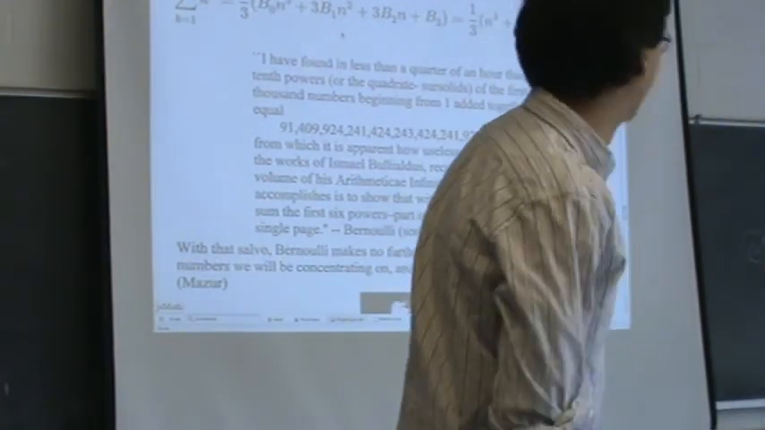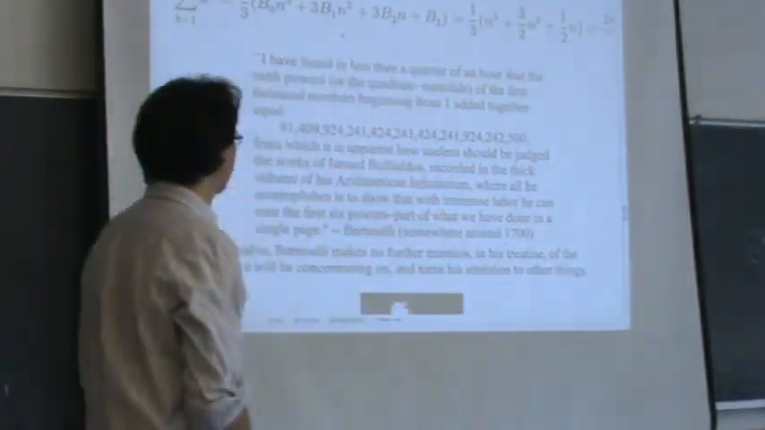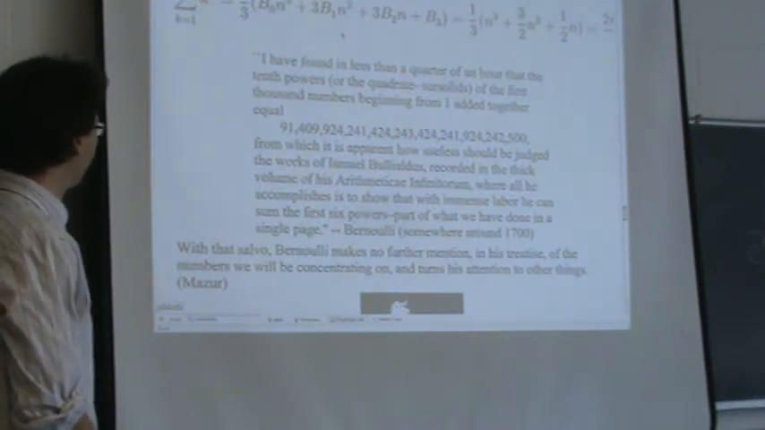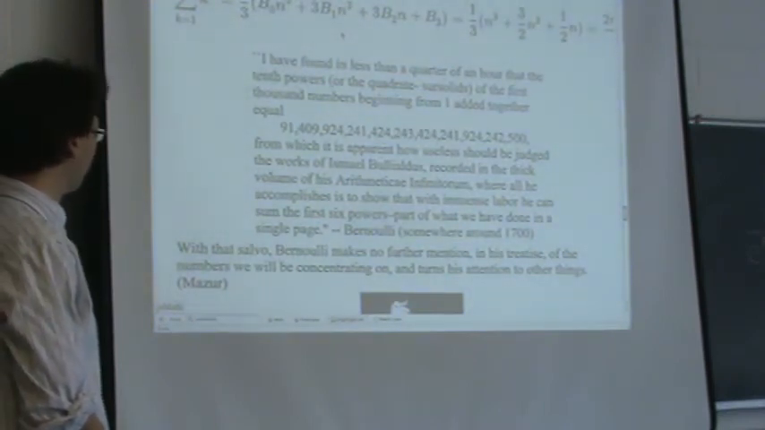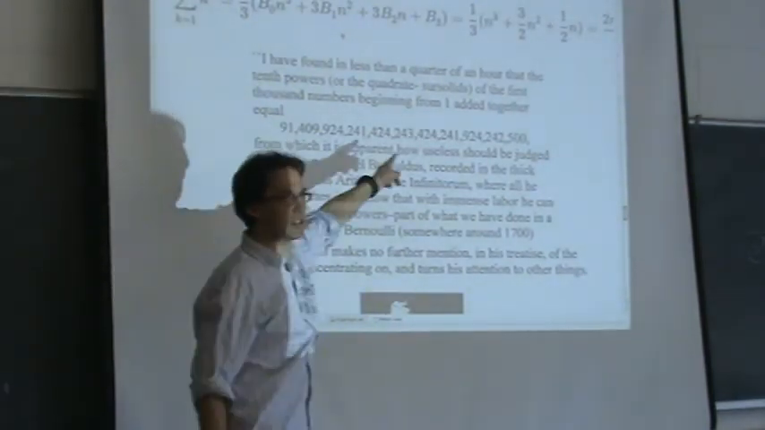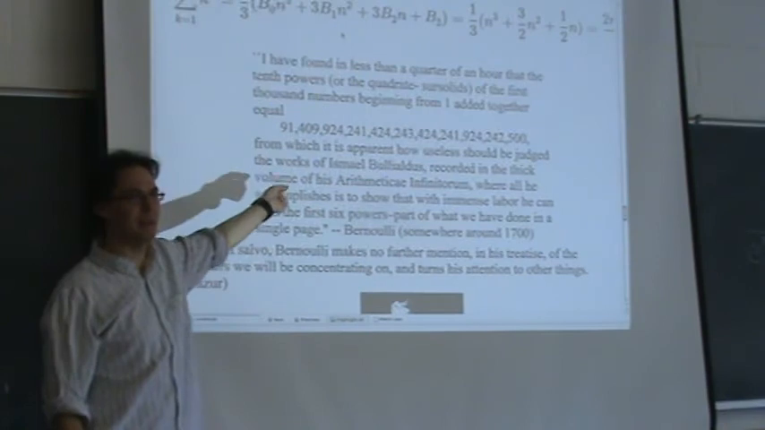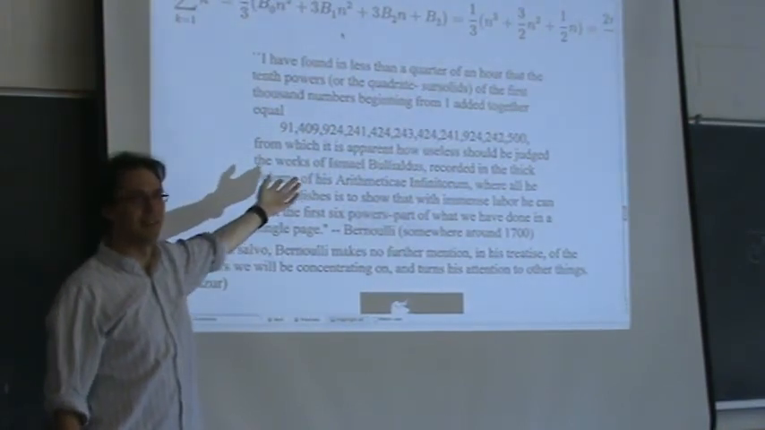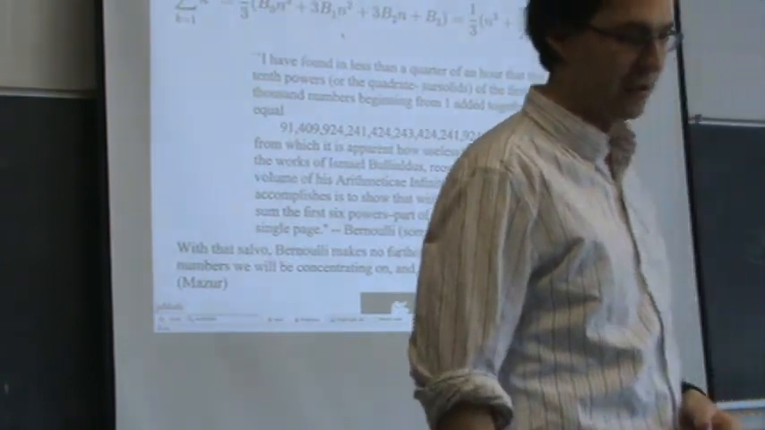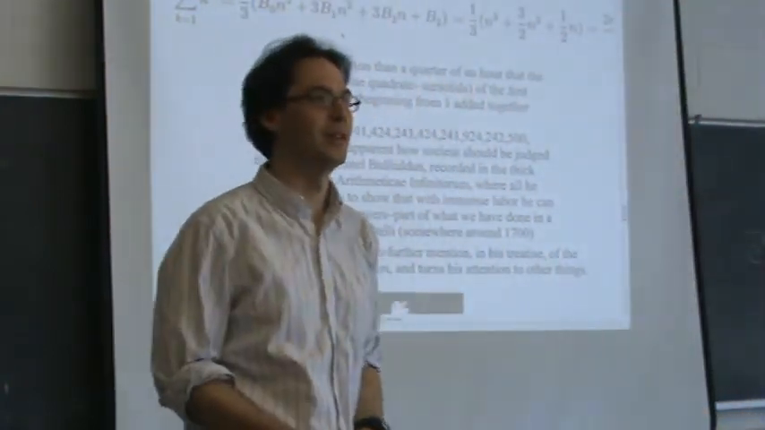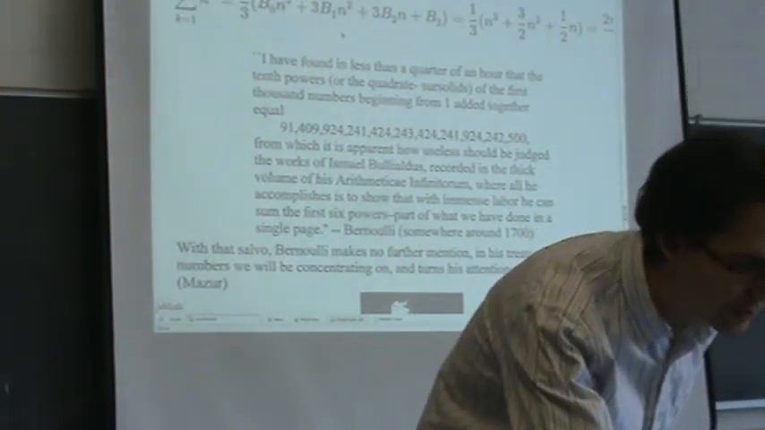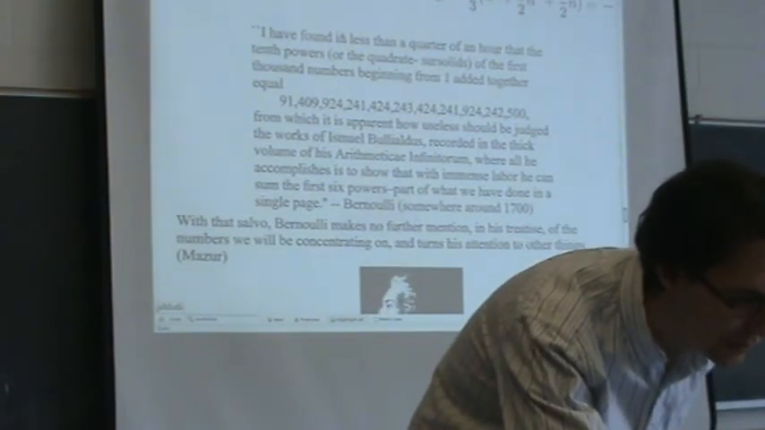Now here's a funny quote of Bernoulli. I have found in less than a quarter of an hour that the 10th powers of the first 1,000 numbers, beginning from 1, added together, equal that number with really a lot of digits. He did that by hand in like 1700. It's pretty impressive. So maybe Gauss computed the sum of the integers up to 100 quickly, but Bernoulli computed the sum of the 10th powers of the integers up to 1,000 in less than an hour.